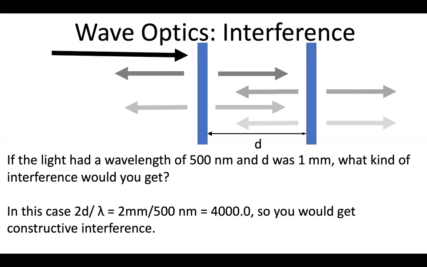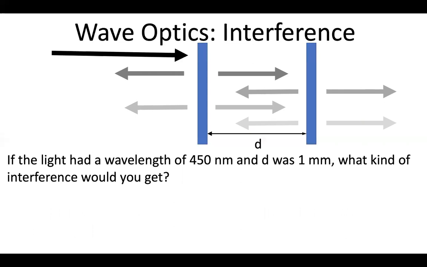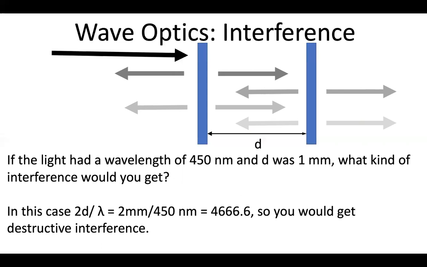By contrast, what would happen if instead of sending in light with a wavelength of 500 nanometers, you send through light with a wavelength of 450 nanometers? Keep the distance the same. What happens in this case? Well, 2D is still 2 millimeters, but now we have to divide by 450 instead of 500. And in that case, you don't get a whole number. You get 4666.6 repeating. Now, that's not 0.5, but it's closer to 0.5 than 0, so you get destructive interference.